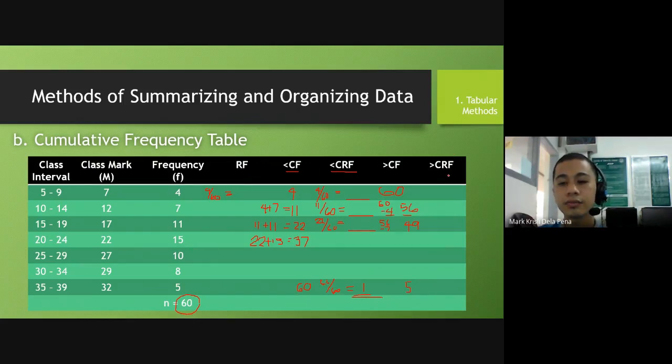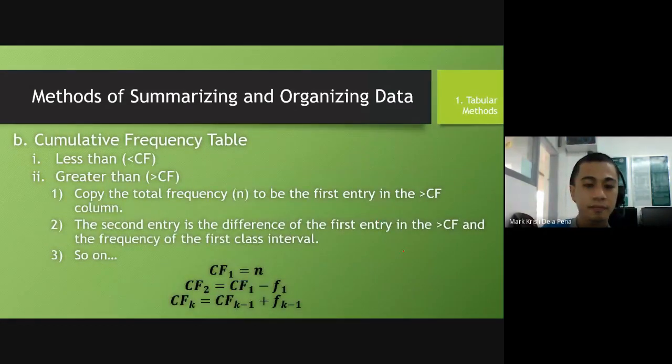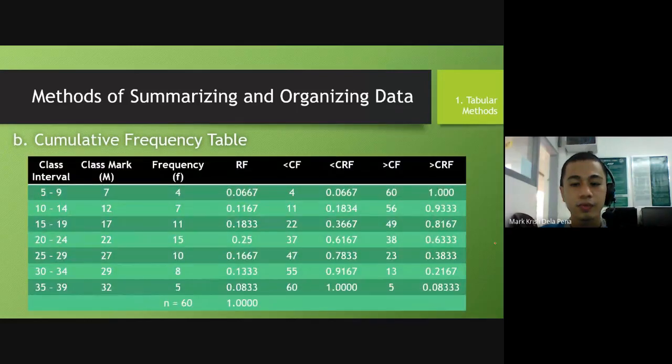To get the relative frequency of the greater than cumulative frequency, you will have to divide 60, which is your greater than cumulative frequency, by your sample size, which is also 60. So that's equal to 1. The next, divide 56 by the sample size. So get a value. Until you reach the last one, you have 5 divided by 60. Now you will have another value. So the result would be like this. By the way, this is what I have discussed earlier. So this is now our table for the cumulative relative frequency.